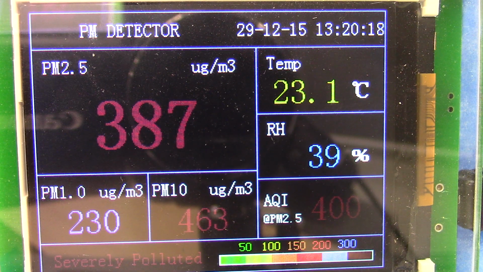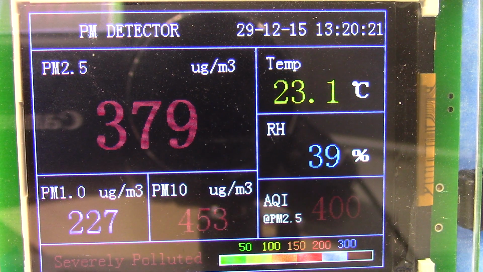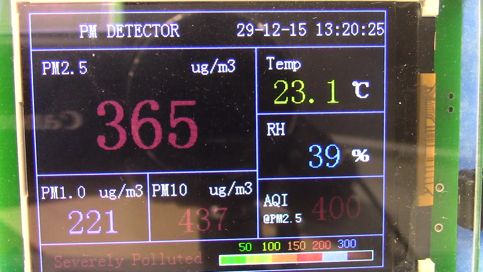I have this type of meter at home. So when we had these Canadian fires over the summer, my PM meter was always over 50, over 60.